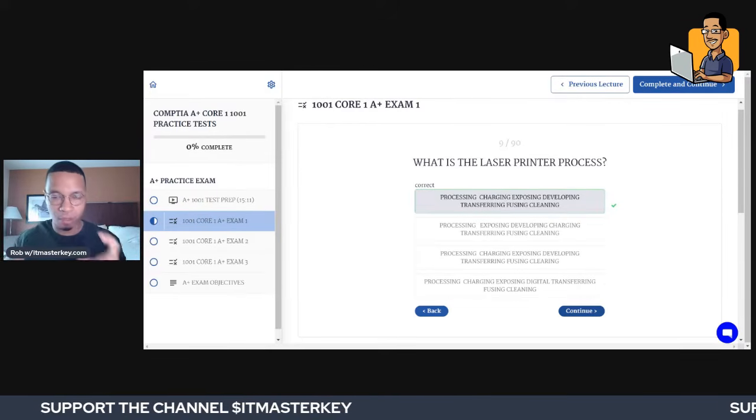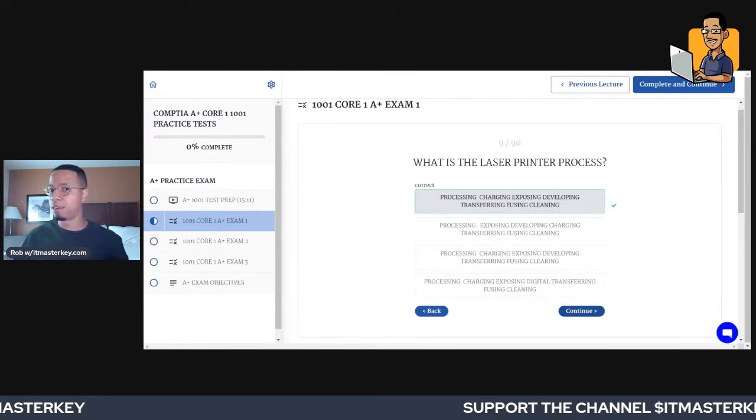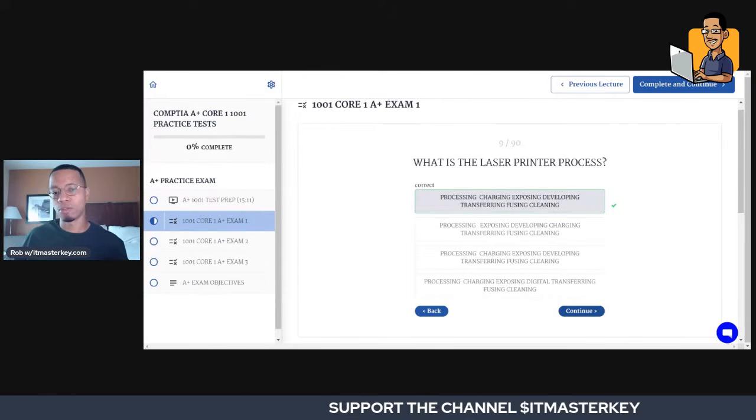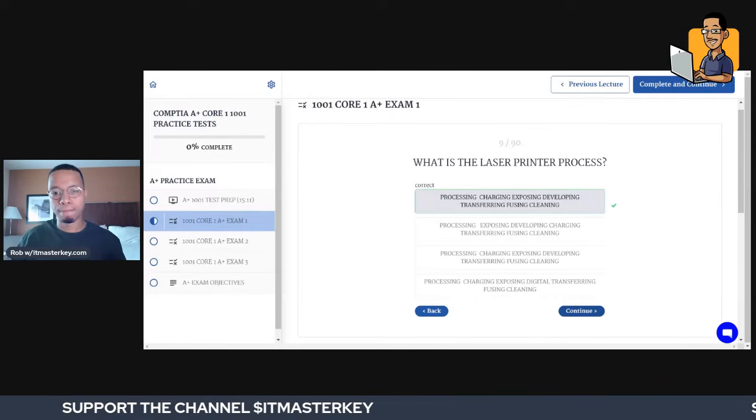So some people may try a little bit of a cheat code, and they see processing at the beginning, and they see cleaning at the end. Oh, that's the right answer. No, make sure that the stuff in between is the right answer. Okay.